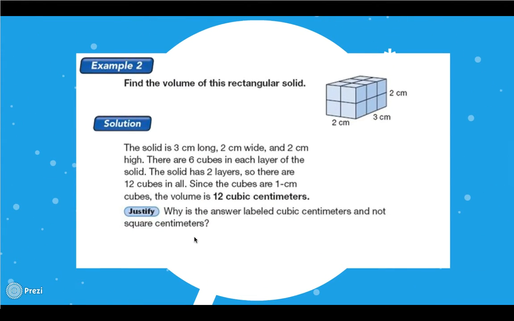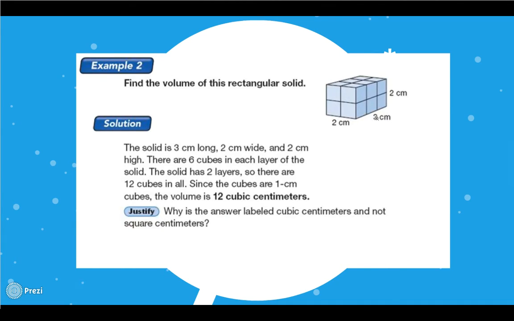All right, example number 2, we're going to find the volume of this rectangular solid. Like I said in the beginning, we are going to multiply this layer, the bottom layer, and how many layers there are. So the length times the width times the height.